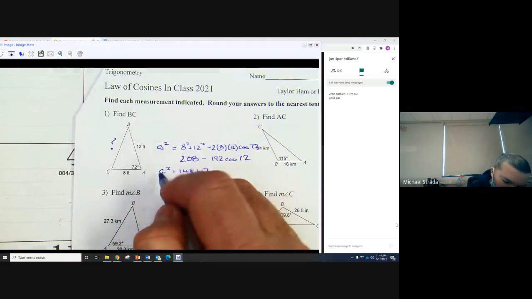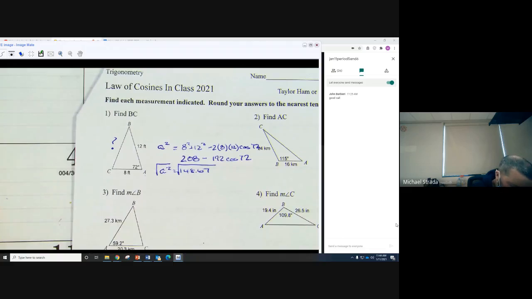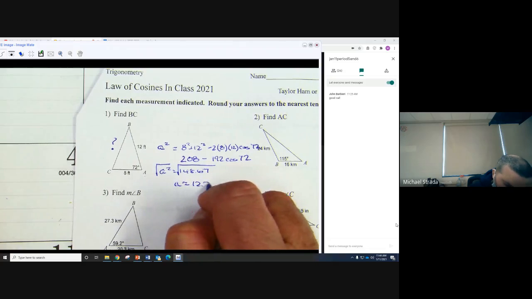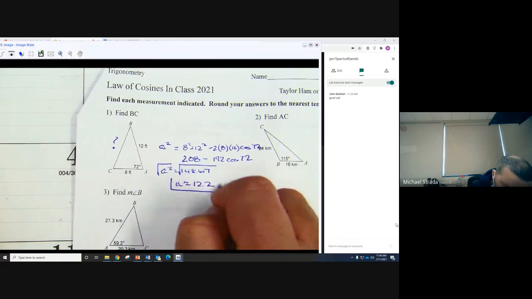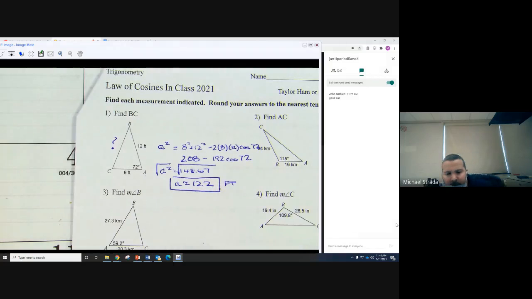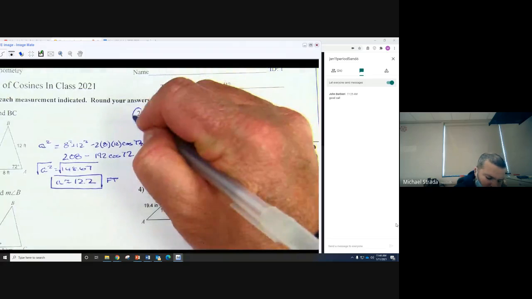Your last move is to then do a square root to both sides. So when I do the square root of 148.67, I get A to be approximately 12.2 since it said to round to the nearest tenth. All right, so using that line of thinking, please do number 2.